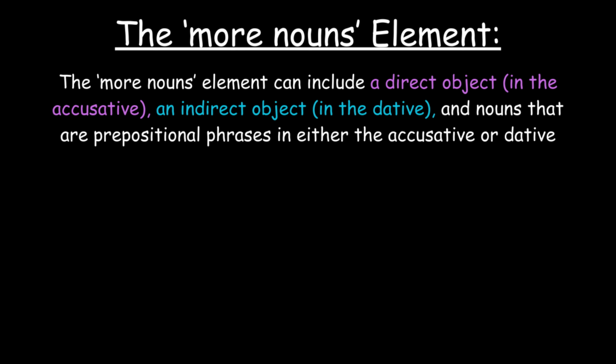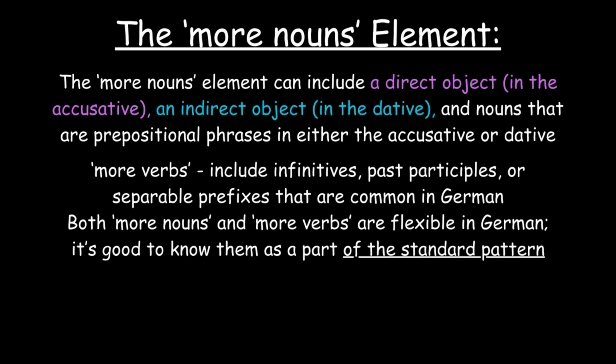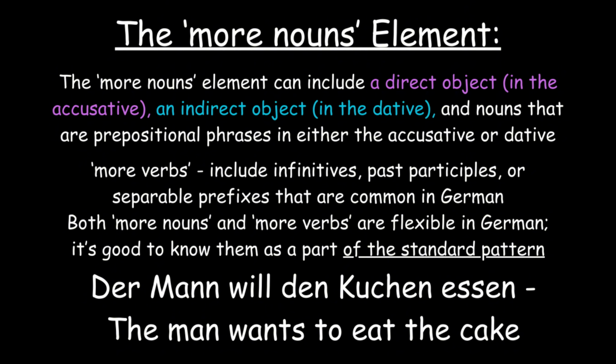Respectively, the more nouns element can include a direct object in the accusative, an indirect object in the dative, and nouns that are prepositional phrases in either the accusative or dative. Sometimes, instead of using more nouns, we can use more verbs, which can include infinitives, past participles, or separable prefixes that are common in German. Both more nouns and more verbs are flexible in German, so it's good to know them as a part of the standard pattern, like in the sentence, Der Mann will den Kuchen essen.